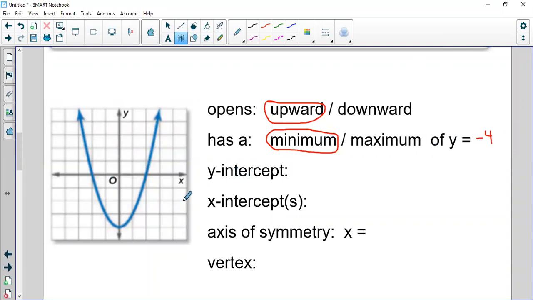There's a y-intercept. It crosses the y-axis. Ironically, this time it crosses the y-axis right at that minimum value. So the y-intercept is also negative 4. This makes it a special parabola.